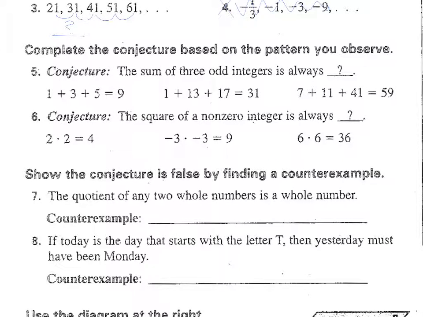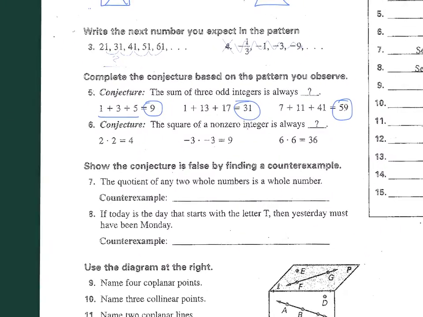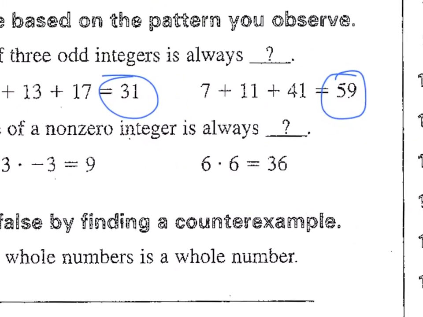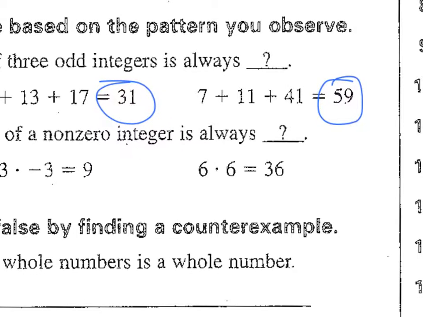In number 5 and 6, we're talking about conjectures. Alright, notice here number 5, it says the sum of 3 odd integers. So here you add together 3 odd integers. What kind of an answer do you get? Same way here and here. Okay, you're either going to have it's either going to be odd, odd or even. Okay, that's number 5.